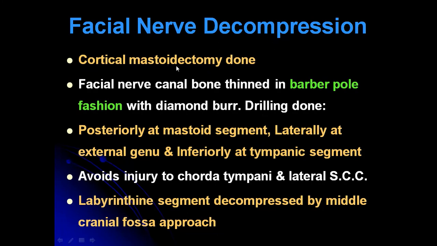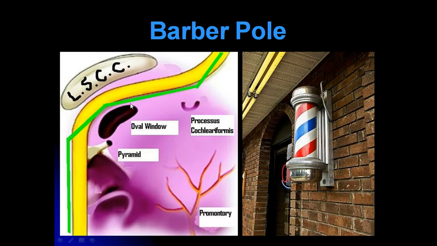Facial nerve decompression, how it is done: a cortical mastoidectomy is done. You have to thin out the nerve in a barber pole fashion. All the bone around the nerve is drilled out slowly. So posteriorly the mastoid segment, laterally the external segment, all these are exposed. The labyrinthine segment is decompressed by the middle cranial fossa approach. Sometimes you put a hole over here, lift the temporal lobe of the brain, and from superiorly you have to drill. That is the middle cranial fossa approach, which is difficult. So in barber pole fashion, as you could see, from here till here, one after the other, you show the facial nerve and then drill it, and then slowly you have to decompress it.